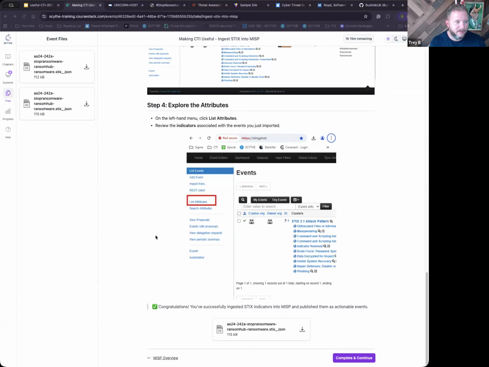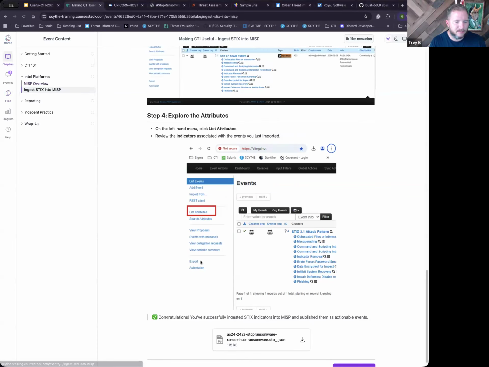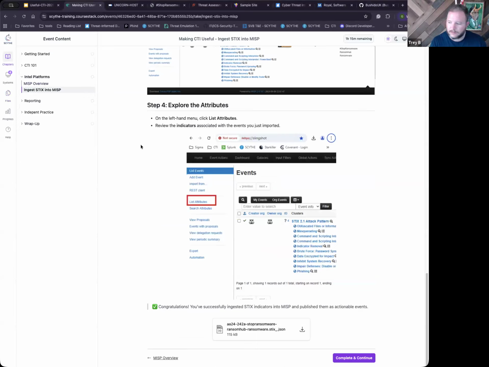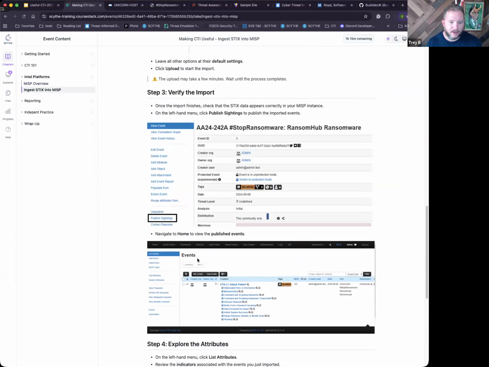Okay, how's everybody doing? Did you guys get through these two sections? It should have been pretty quick. Once you did the ingestion, you can explore the different attributes and look through the information that's within the package. It's all pretty cut and dry as you're going through it.